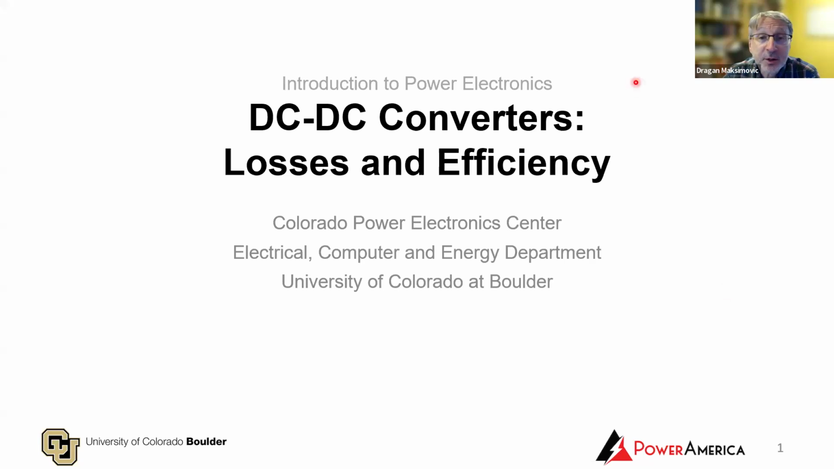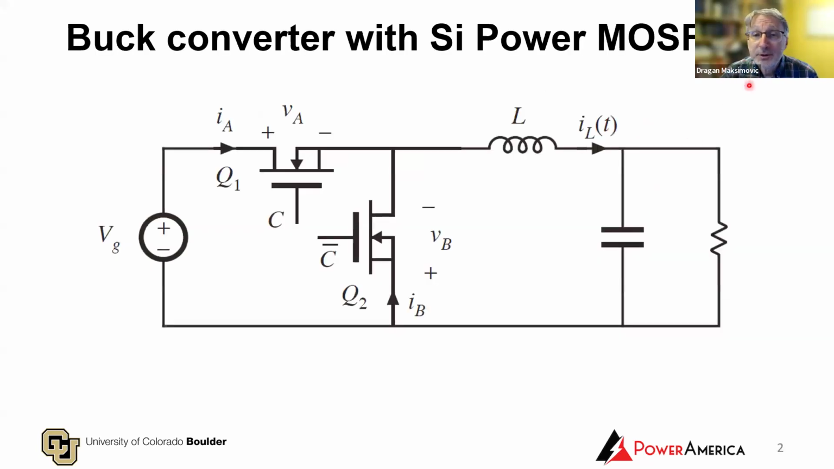Here we will be talking about modeling of losses and efficiency in DC-DC converters, or more generally in power converters. So we want to see what are the factors that affect efficiency of switching converters and how efficiency can be improved. Let's start with the circuit diagram of a simple buck converter with silicon power MOSFETs.